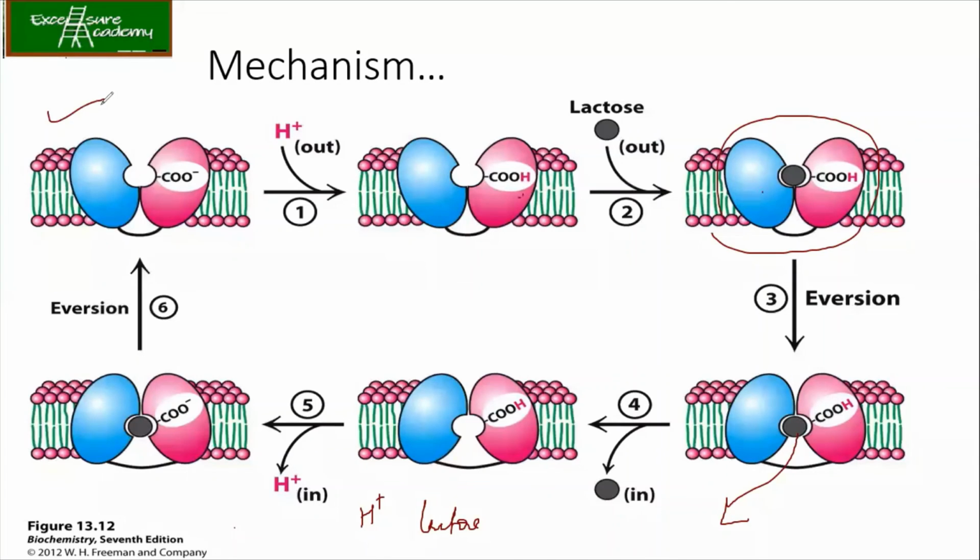Is the figure clear? See, once the previous figures were clear to you, this is also very simple, you don't have to think much. What you need to remember is that first there is H plus, then lactose, okay? Then there is a conformational change, then there is a movement of lactose, first removal of lactose and then H plus, then going back to the normal state of the lactose permease. Clear?